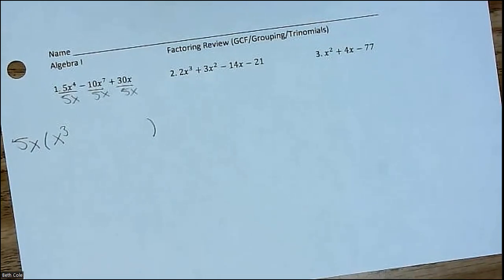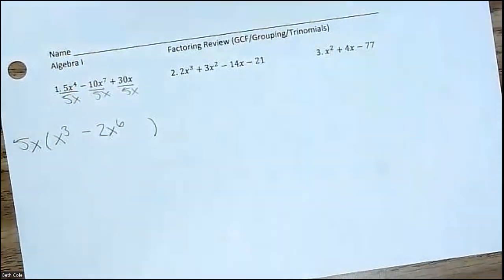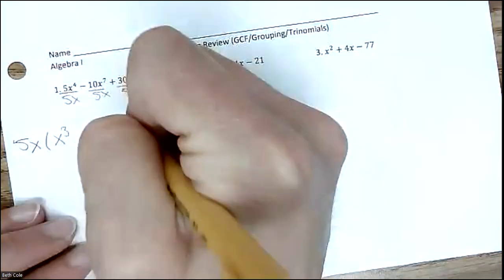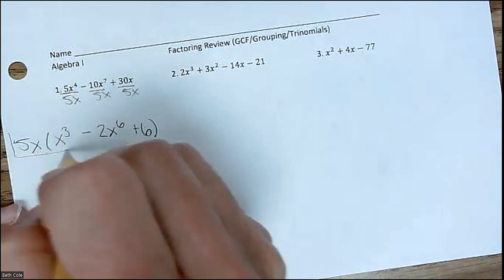Did that spill or are we? All right, good. Minus 2x to the 6. And then plus 30 divided by 5 is 6. The x is canceled out. So that's your answer for the first one.